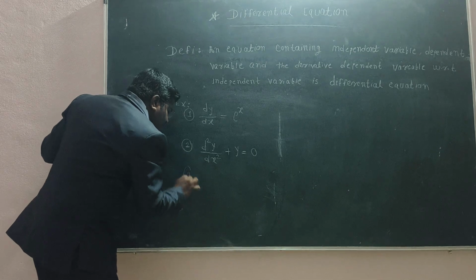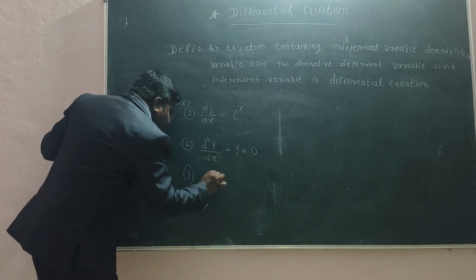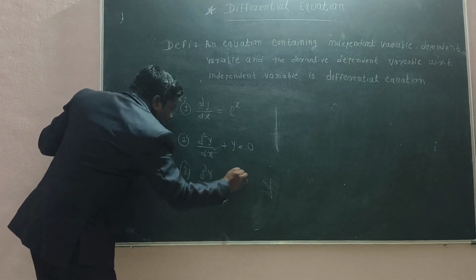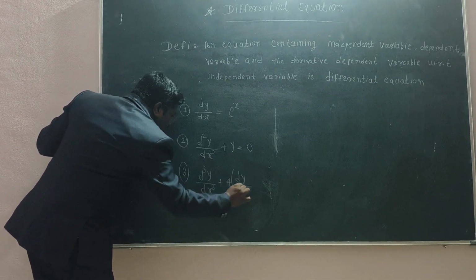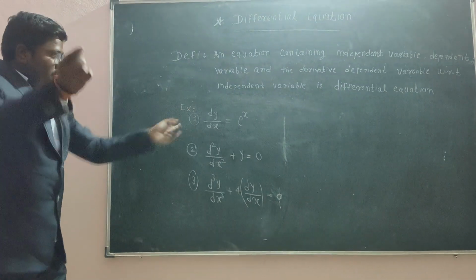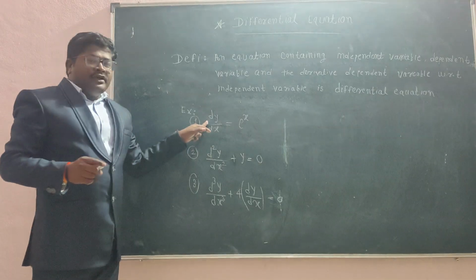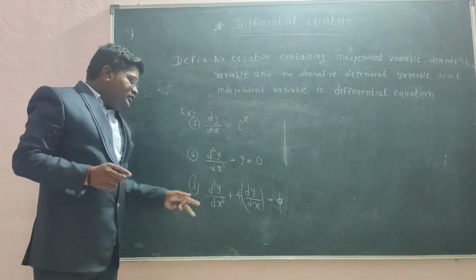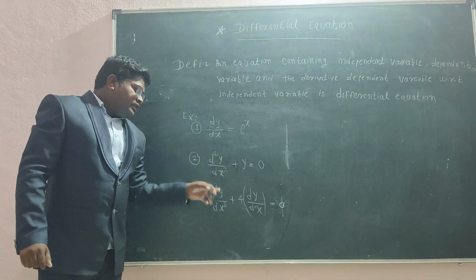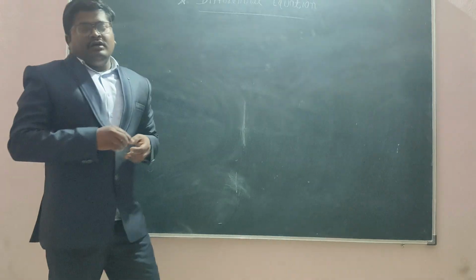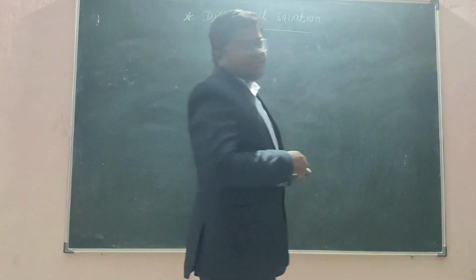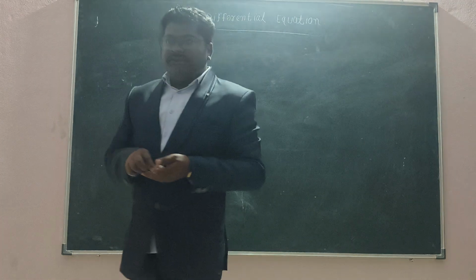Now the third example: d cube y by dx cube plus 4 dy by dx is equal to 0. These three examples are different. This is a first order differential equation, this is a second order differential equation, and this is a third order differential equation, because there is a second derivative and this is the third derivative. Now next, there are two types of differential equations. The first one is the ordinary differential equation, and the second one is the partial differential equation.